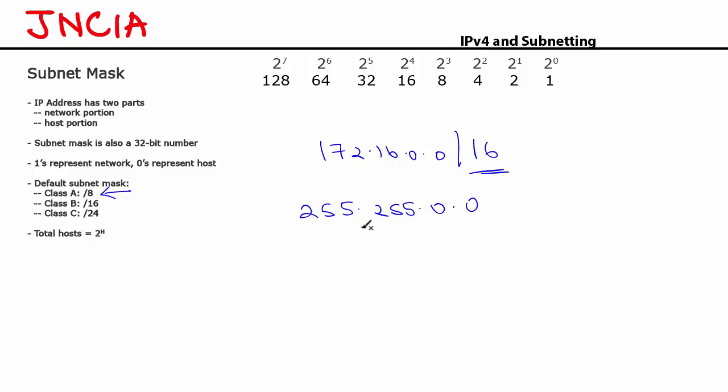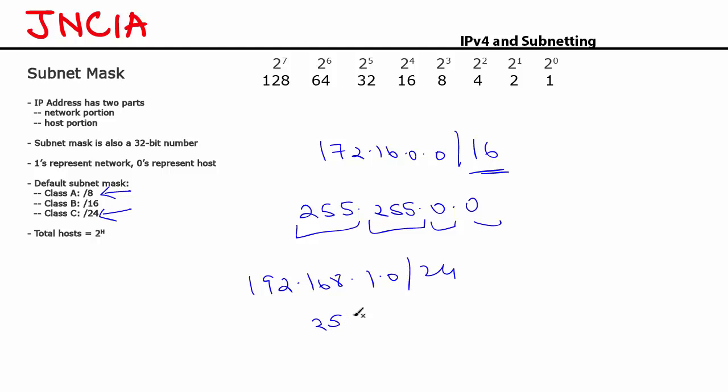Because the first 8 bits will give you this 255, the second 8 bits will give you this 255, and then 16 zeros will give you 2 octets of zeros. Class C IP addresses have a default subnet mask of /24, which means the first 24 bits are reserved for network addresses. An example of a Class C address would be 192.168.1.0/24. The decimal subnet mask for this would look like 255.255.255.0.